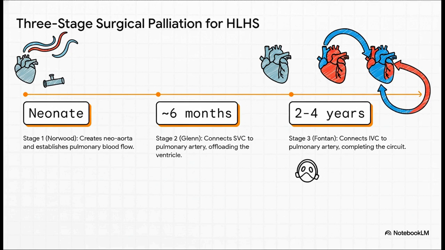The second stage, around 6 months, is the bidirectional Glenn. Here, they disconnect the superior vena cava from the heart and plumb it directly to the pulmonary arteries. This offloads about half the venous return from that overworked single ventricle. Then, finally, a few years later, the Fontan procedure does the same thing for the inferior vena cava, completing that Fontan circulation we just talked about. And you can encounter these patients at any point along this incredible timeline.